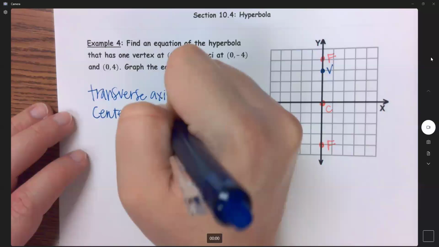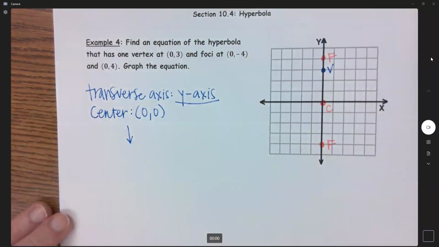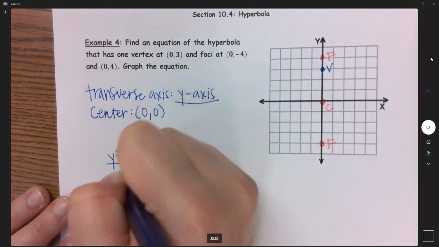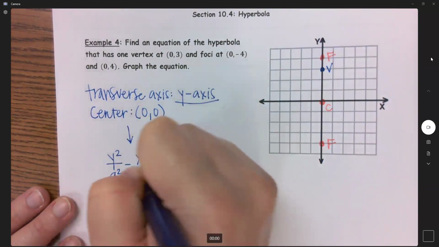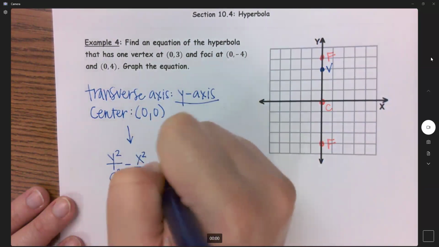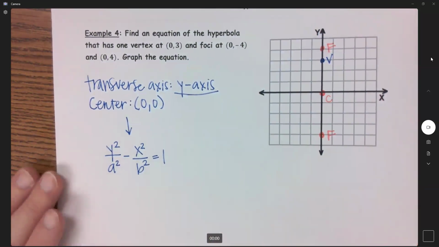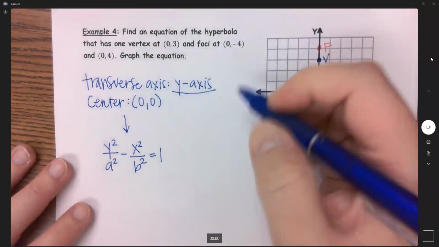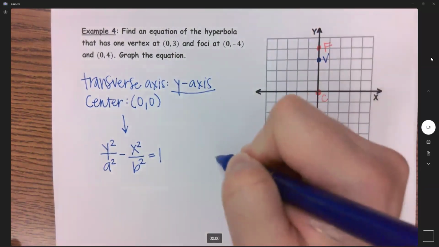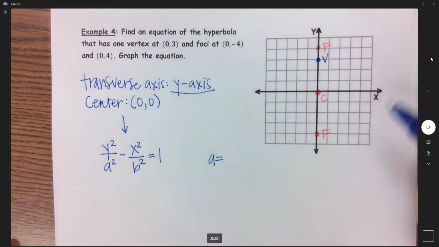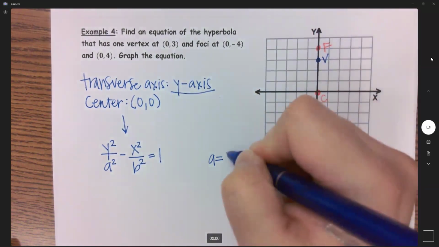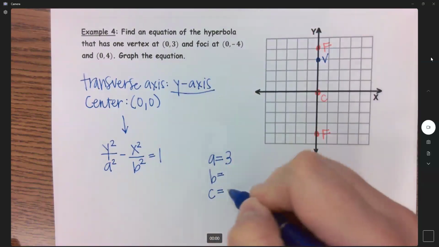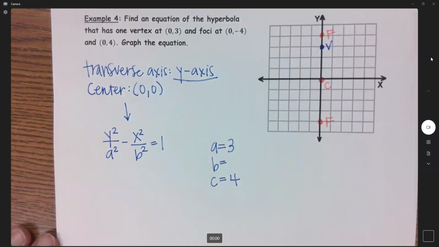So at (0, 0). Based off of this information, I know that my formula is y squared over a squared minus x squared over b squared equals 1. So we need to find our a and our b, but let's go ahead and find c as well. Okay, so a is center to vertices, so that's 3. I don't know b, but I do know c is 4.